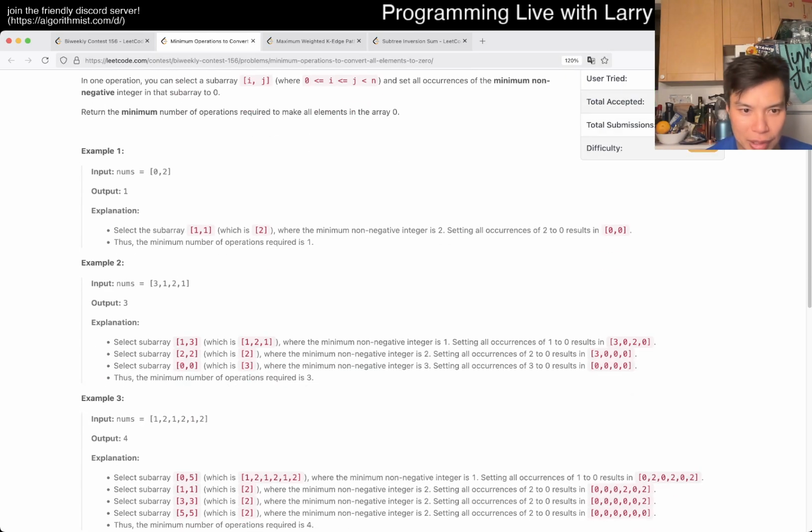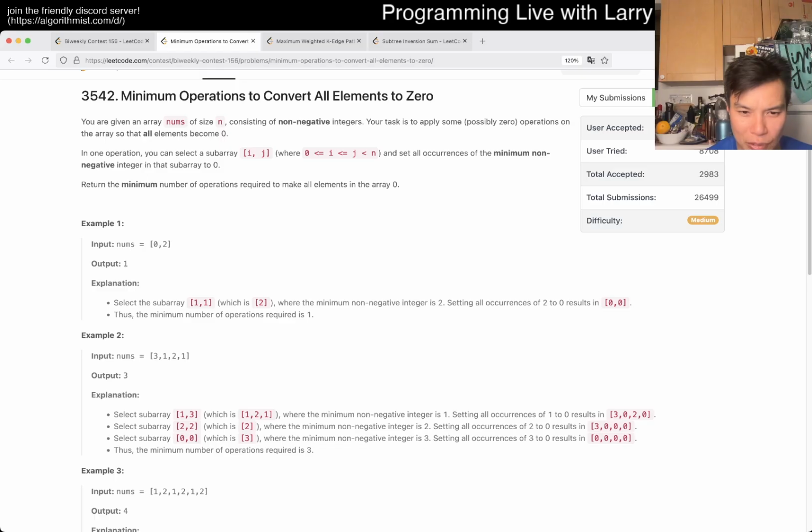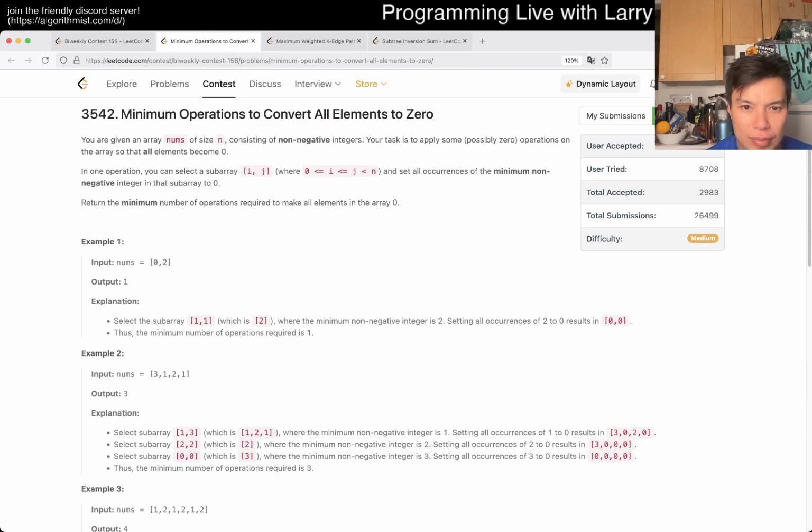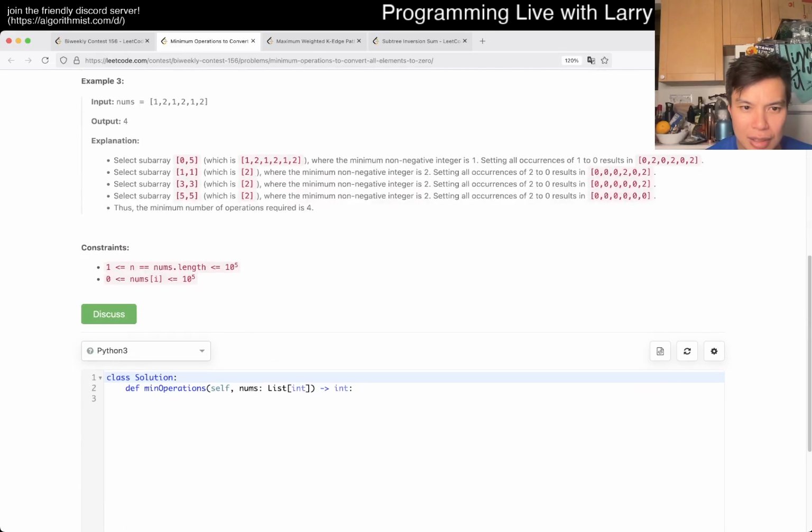Okay, that doesn't explain anything though. 1, 3, 1, 2, 1, where the minimum non-negative number is 1. So don't we just always select it and do the entire array? I'm confused. Right? Because you just do it always to the entire array, right? When would you not? I think this is just like a silly problem.